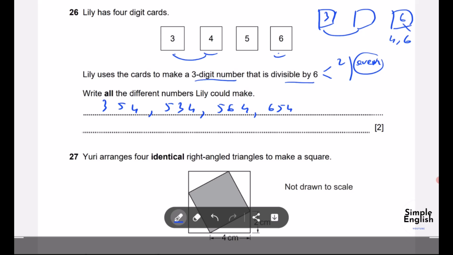Okay, we checked 3, 5 already. How about 4, 5? We have 4 plus 5 plus 6 is 15, right? It's 15. So we have 4, 5, 6, right? Or 5, 4, 6, right? 1, 2, 3, yeah. 5 numbers.